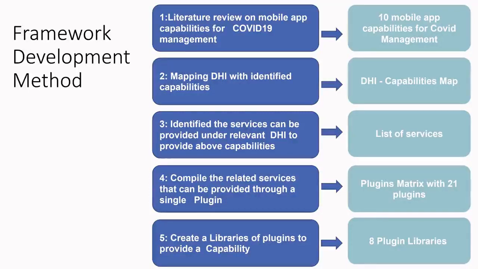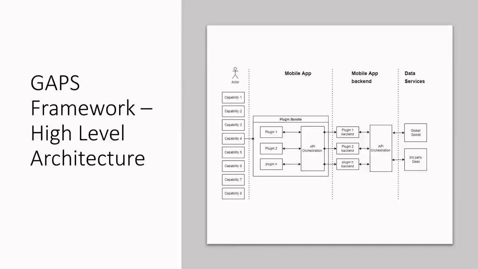So like that, we will identify these related plugins and put them as a library. So we have 8 capabilities, and then we have 8 plugin libraries related to those capabilities. So that's how we have developed this framework. This is a high-level diagram of our framework, and I'll explain it briefly.